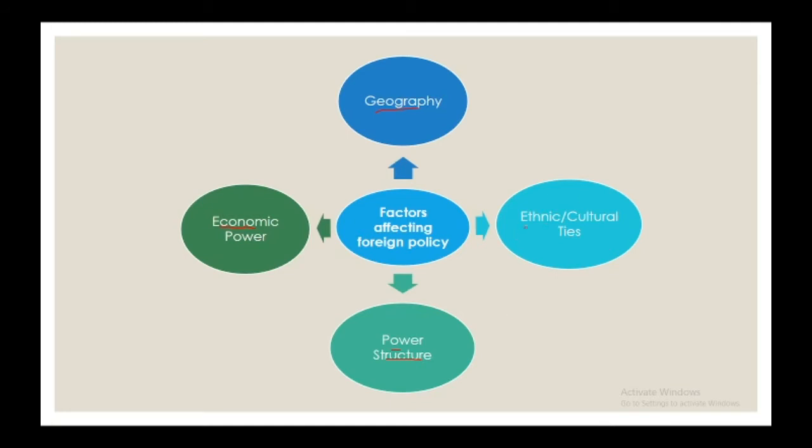Another factor is ethnic and cultural ties. Ethnic and cultural ties are usually with the neighbors. They can be with other countries as well, but they are usually with the neighbors, and they affect how they relate with each other. That's another factor that affects the foreign policy.